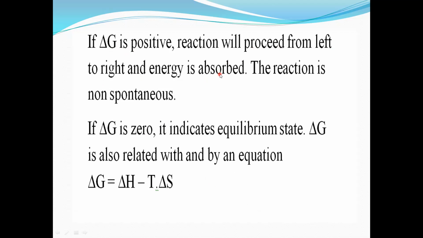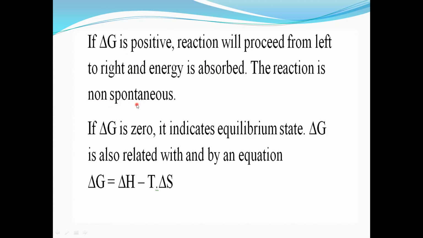Remember that. नेगेटिव है तो एनर्जी इमिटेड हो रही है, और इफ डेल्टा जी इज पॉजिटिव रिएक्शन विल प्रोसीड फ्रॉम लेफ्ट टू राइट एंड एनर्जी इज एब्सॉर्ब्ड, the reaction is non-spontaneous. Remember that when delta G is negative then energy is emitted and reaction is spontaneous, and if the value of delta G is positive, energy is absorbed and reaction is non-spontaneous.